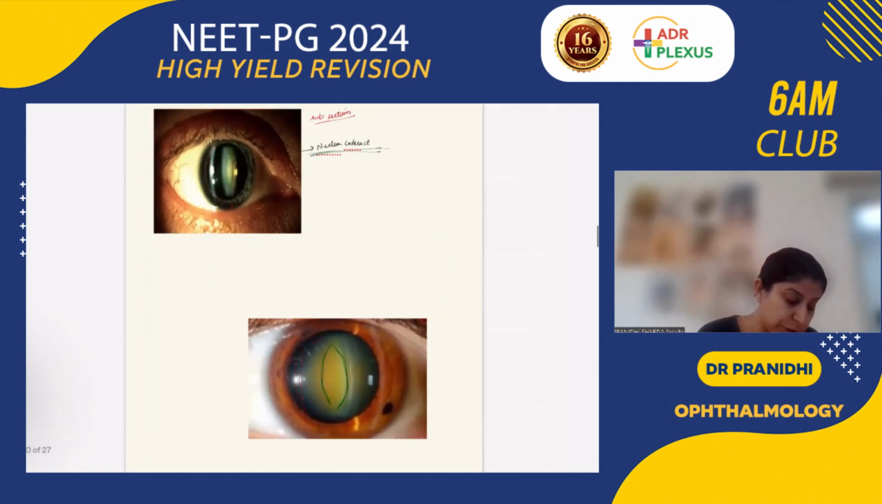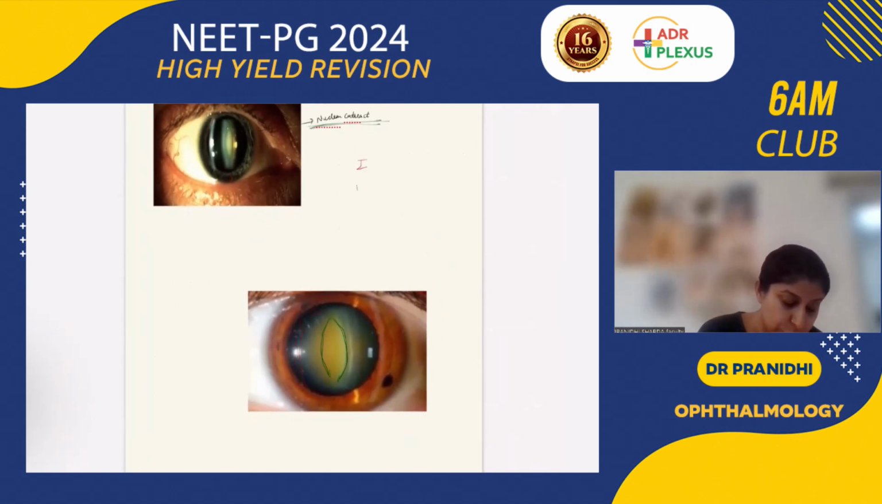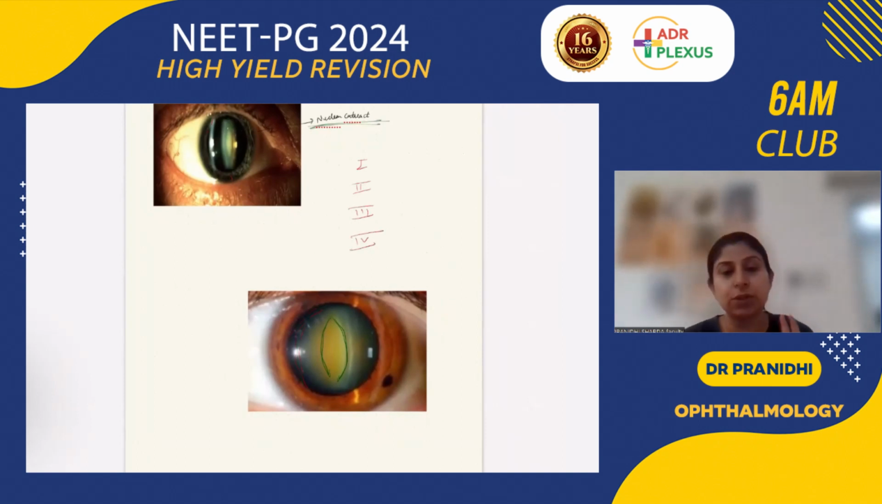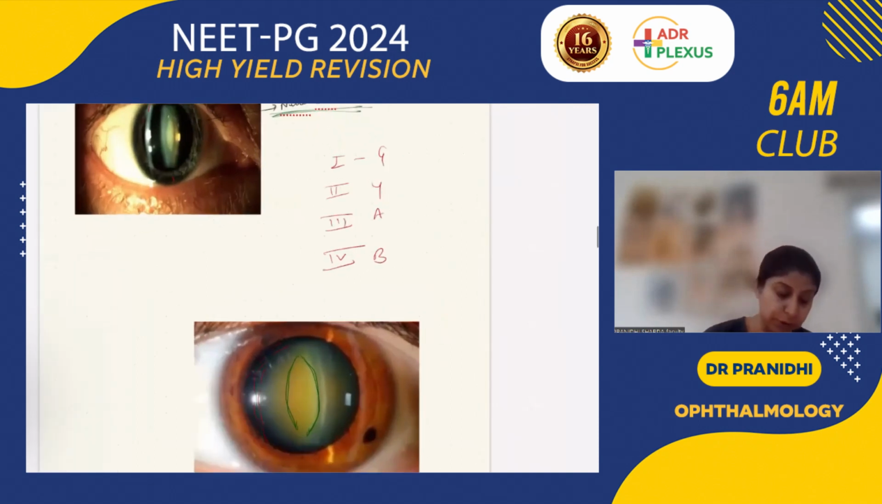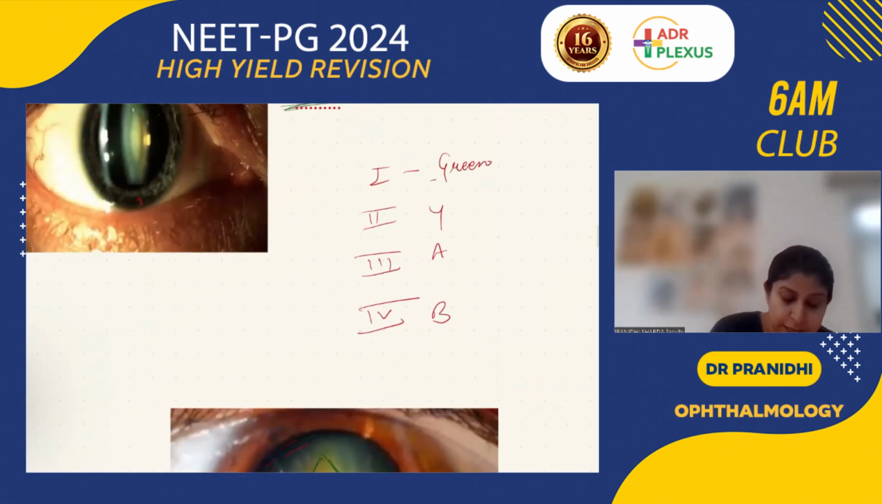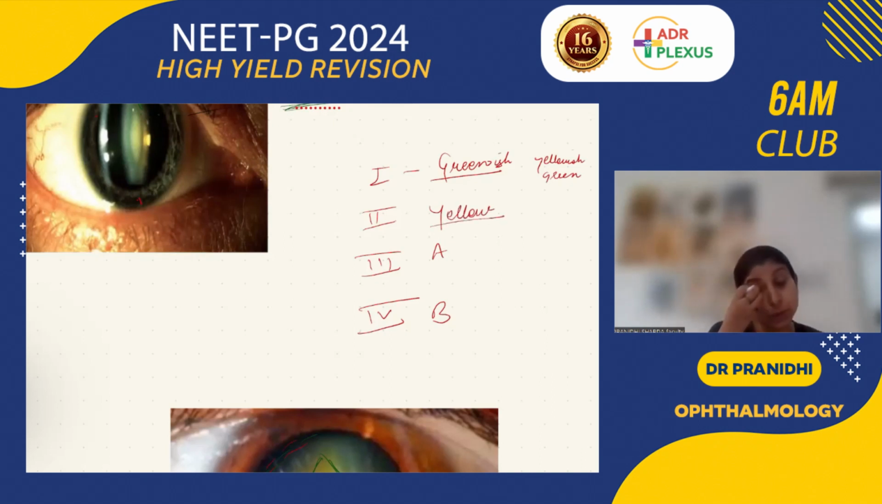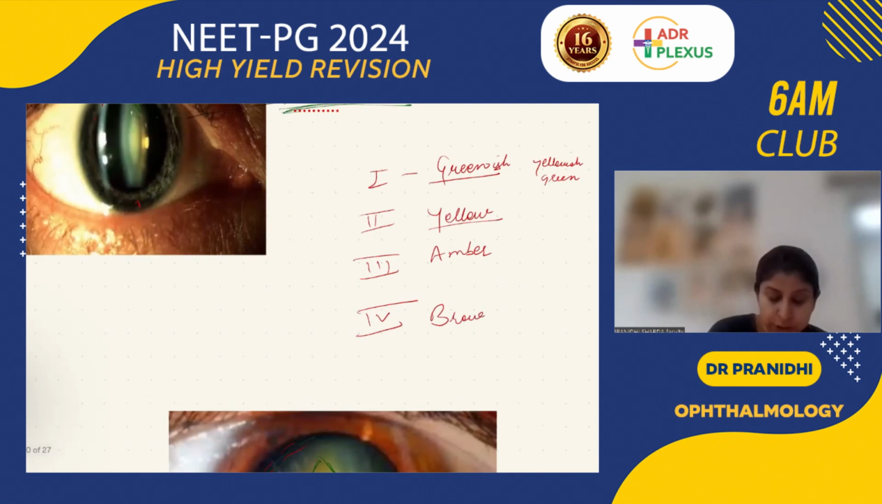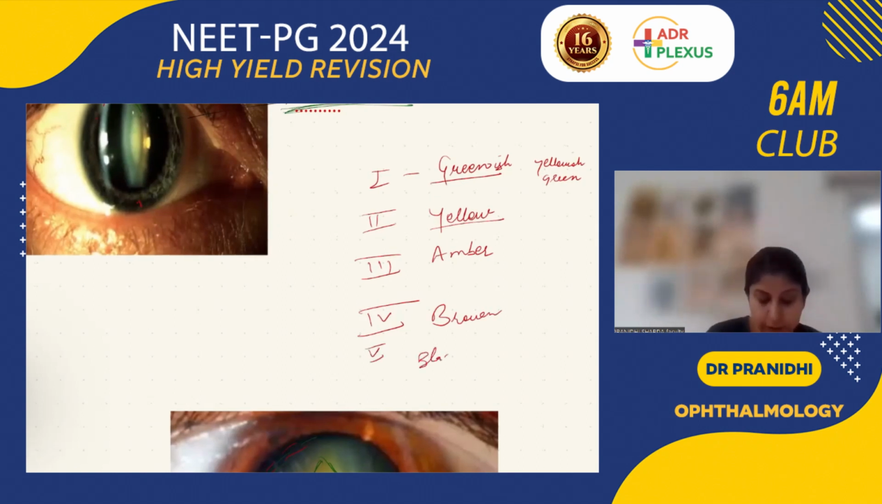So how do we divide this nuclear cataract? We can divide the nuclear cataract on the basis of color coding. We give 4 gradings to the nuclear cataract. NS1 is the greenish or yellowish green color, grade 1. Yellow color is grade 2. Amber color is grade 3. And brown color is grade 4. Sometimes you have black color, then it is grade 5.